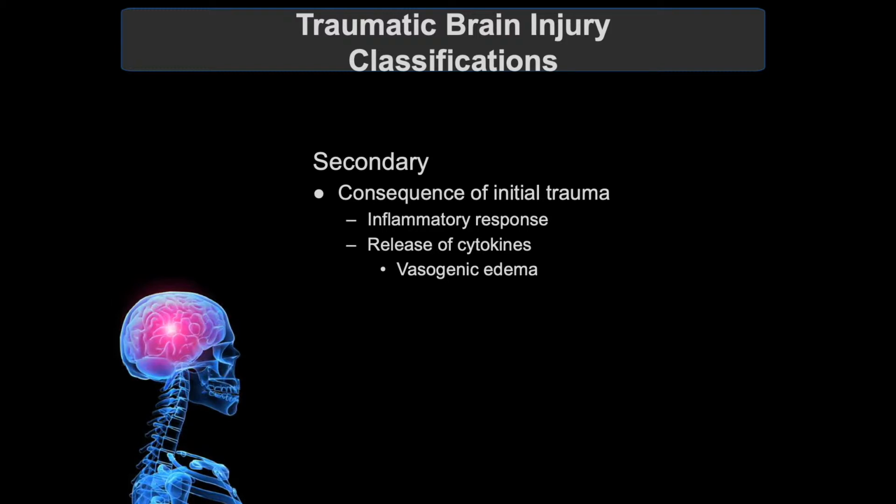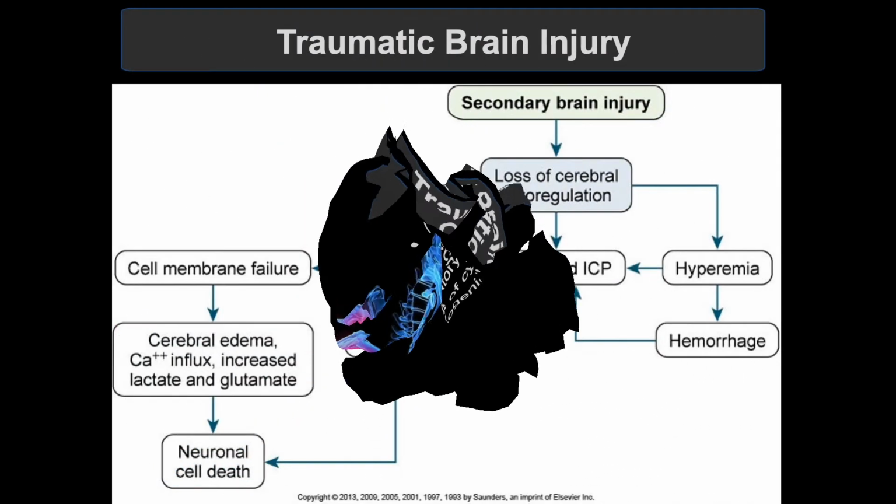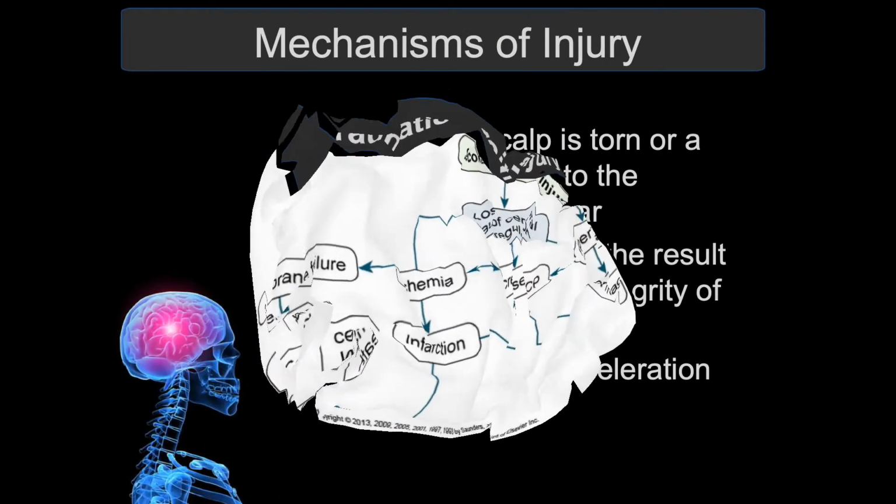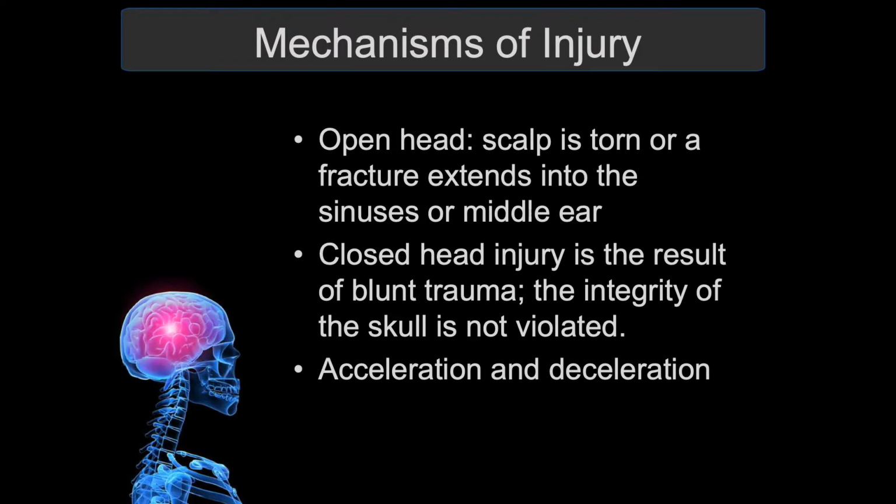In contrast, a closed head injury is a result of blunt trauma, and in this case, the integrity of the skull is not violated. This schematic shows how traumatic brain injury causes ischemia, increased ICP, and a vicious cycle of destruction of the neurons. Review. In an open head injury, the scalp is torn or a fracture extends into the sinuses or the middle ear.